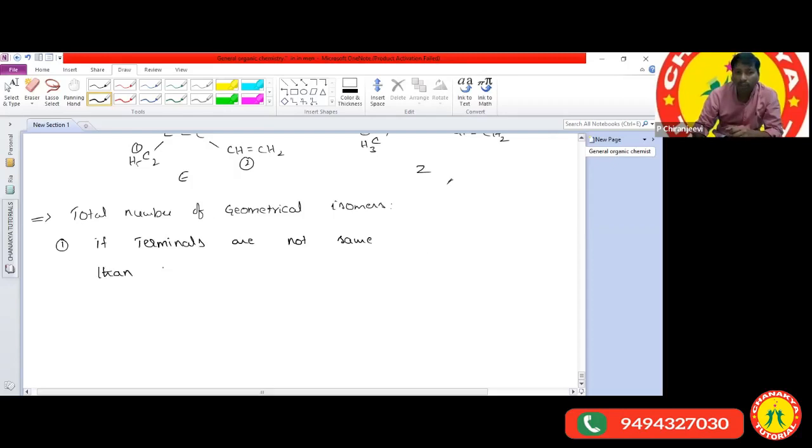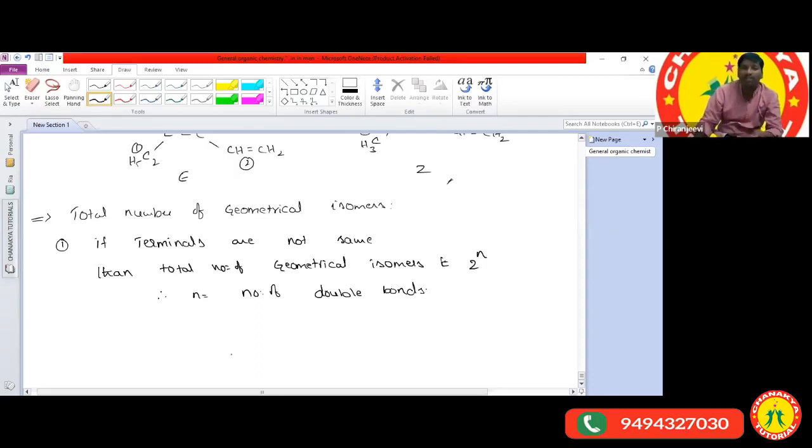the total number of geometrical isomers is equal to 2 to the power of n. So the formula we use to calculate the total number of geometrical isomers is 2 to the power of n, where n is equal to the number of double bonds.